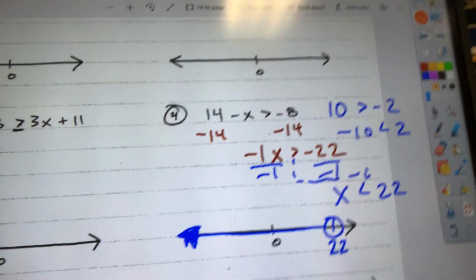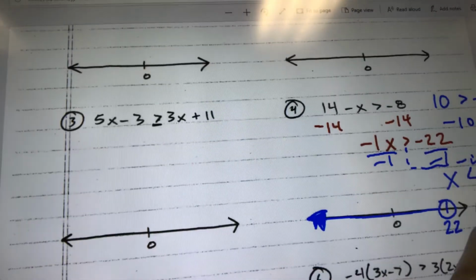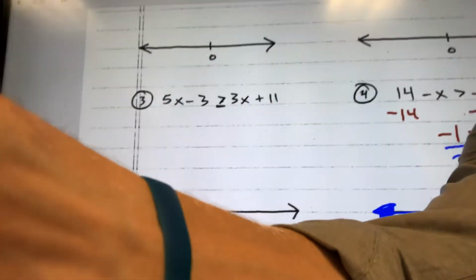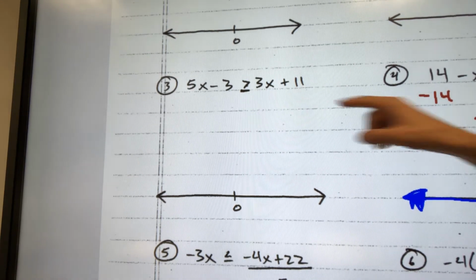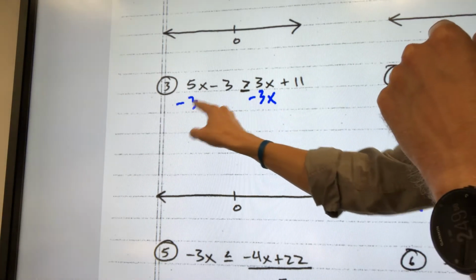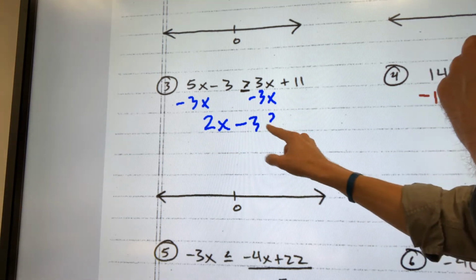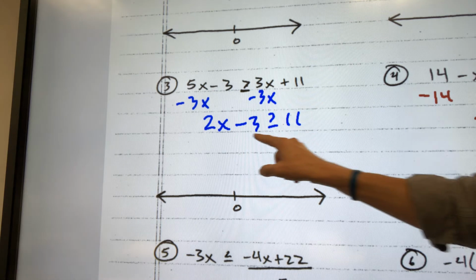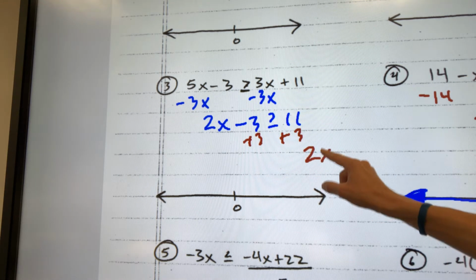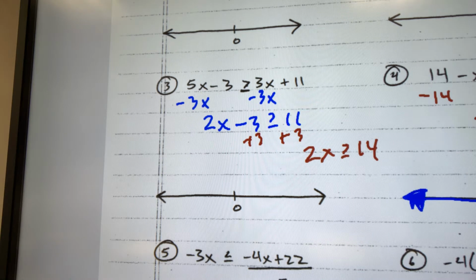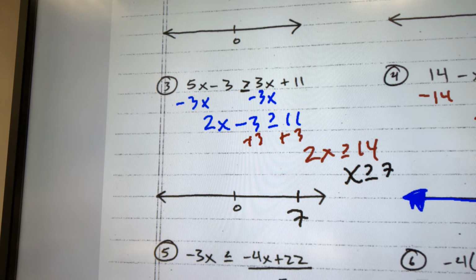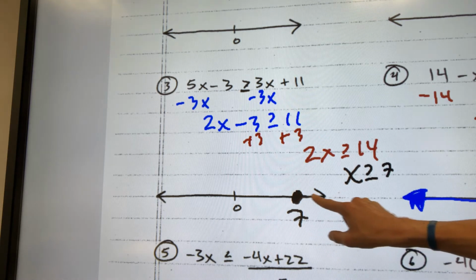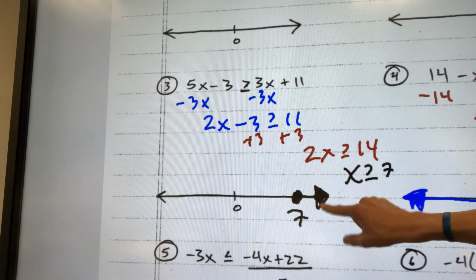All right. Let's talk about 3 on this page. Then we shall move on. Next page we'll do 2 of them. So on 3 here, I'm going to subtract 3x. 2x minus 3 greater than or equal to 11. Add 3 to both sides. 2x greater than or equal to 14. Divide by 2. X is greater than or equal to 7. Where's 7? There is 7. Close that circle, shade to the right.